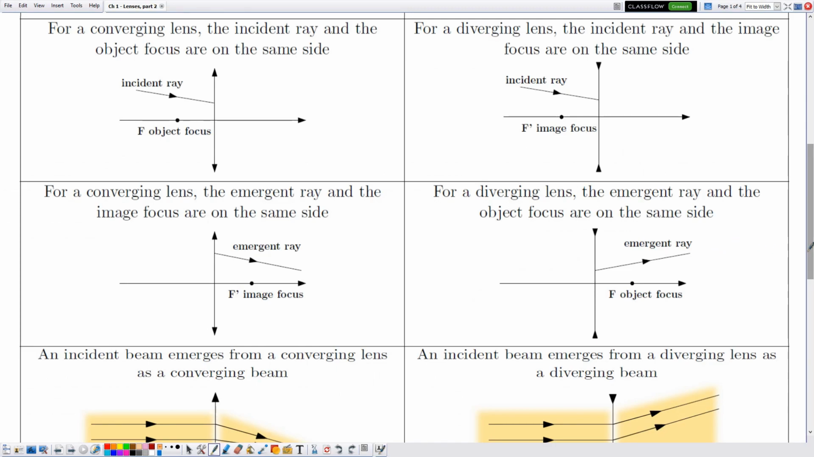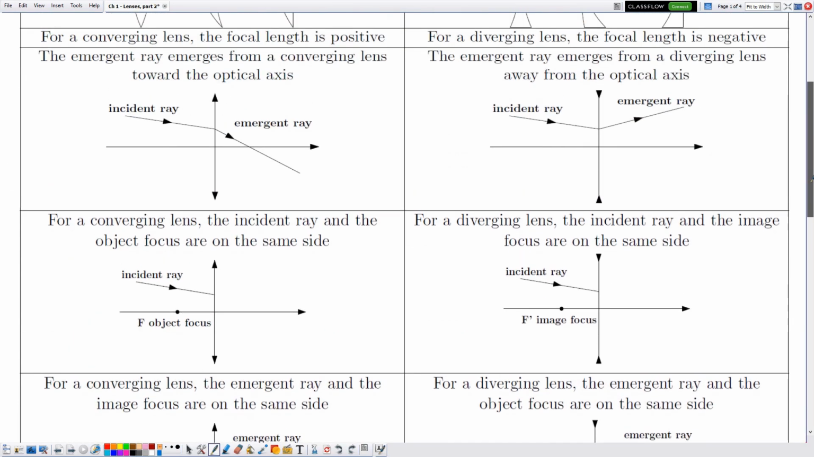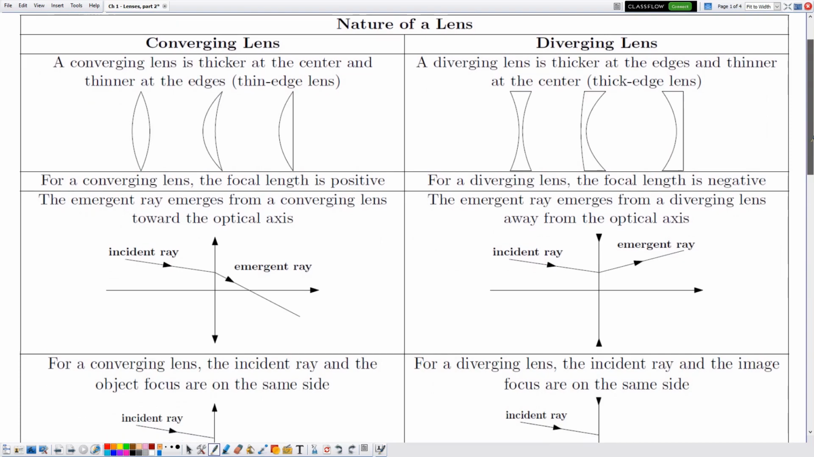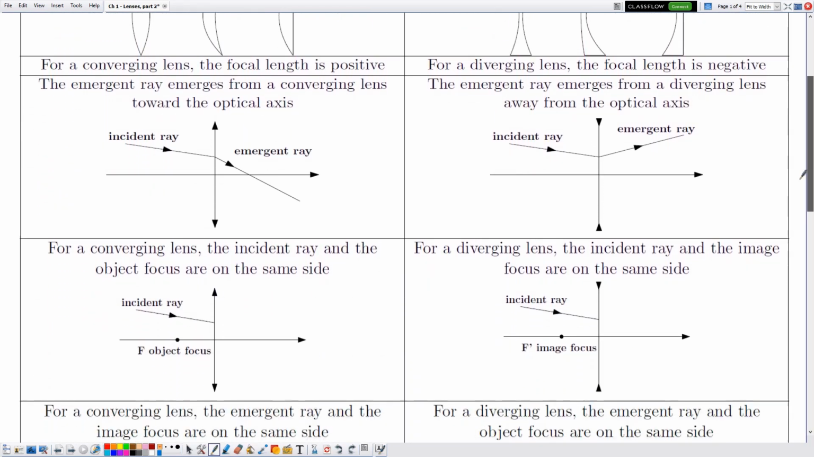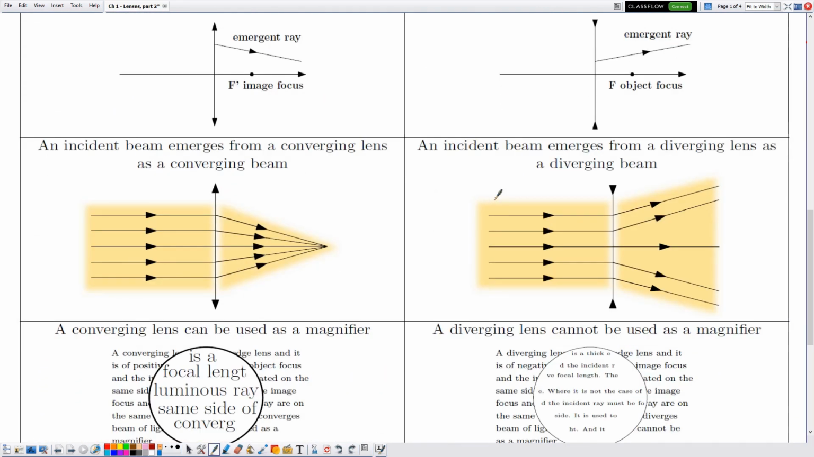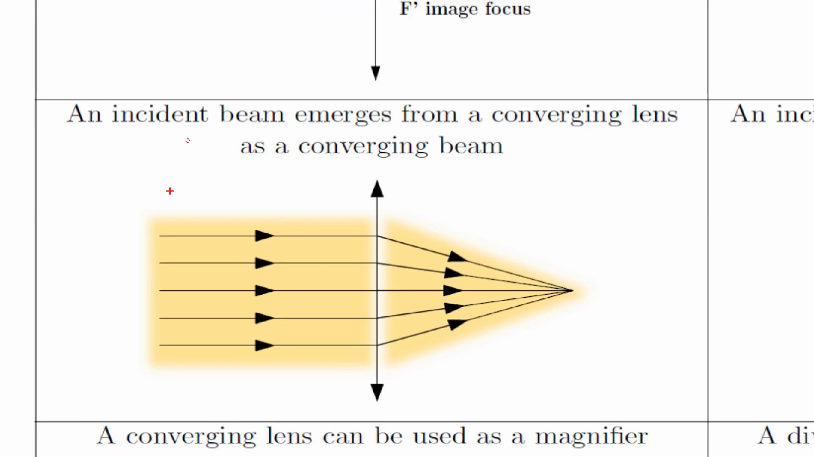So till now, all of these properties we have seen while constructing the optical system of lens and defining it. And now we are going to introduce three more properties that are new for us and we didn't discuss earlier. The first one is that an incident beam emerges from a converging lens as a converging beam.